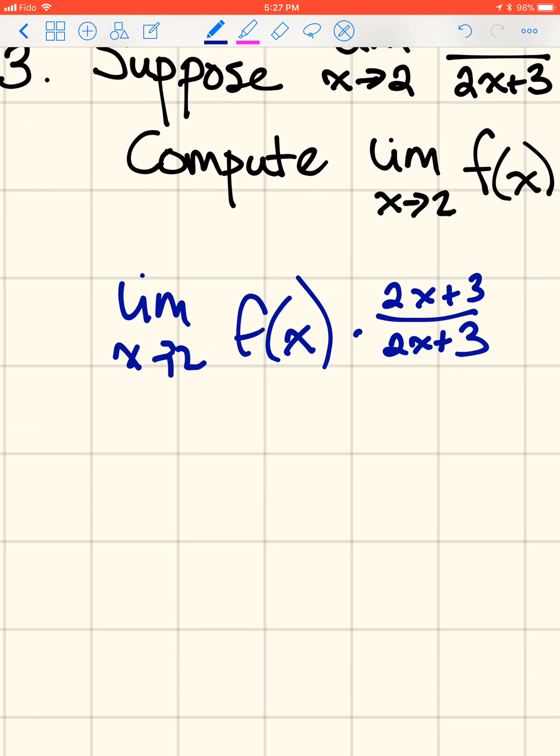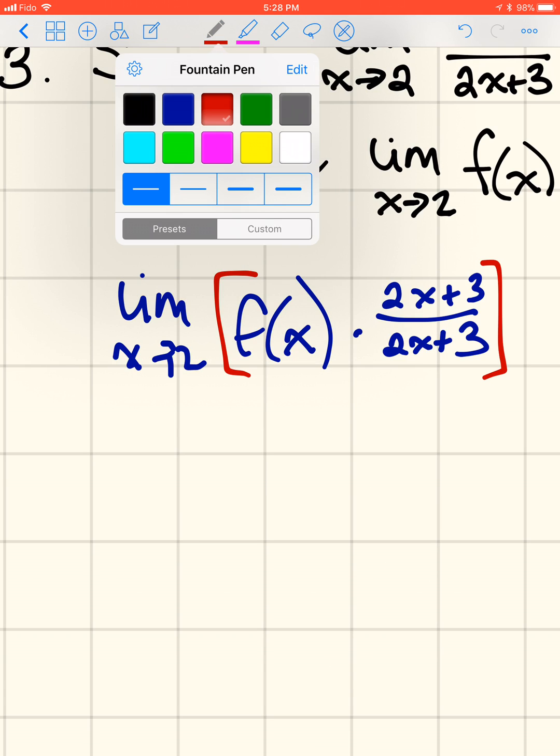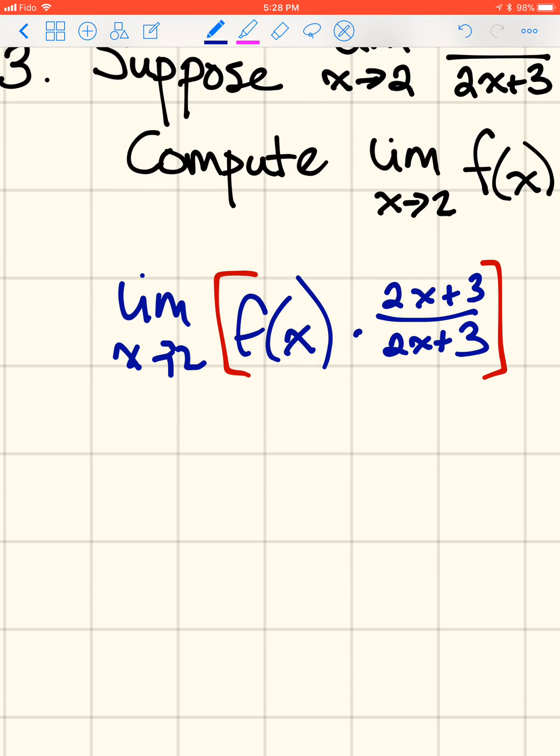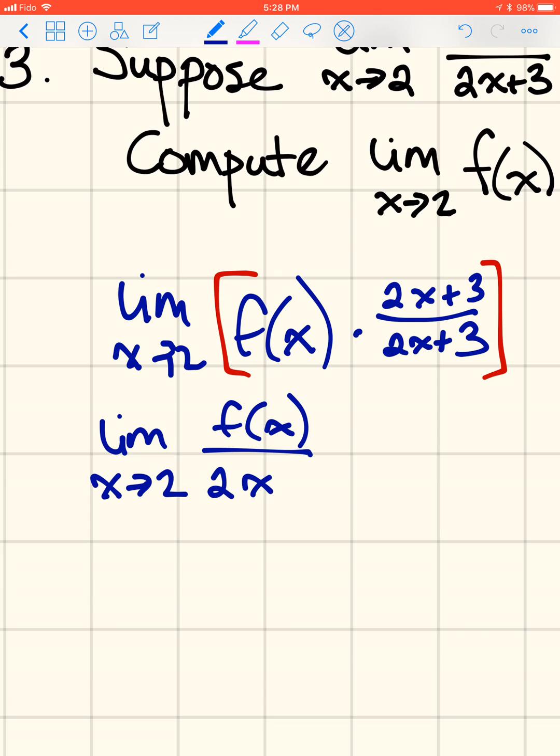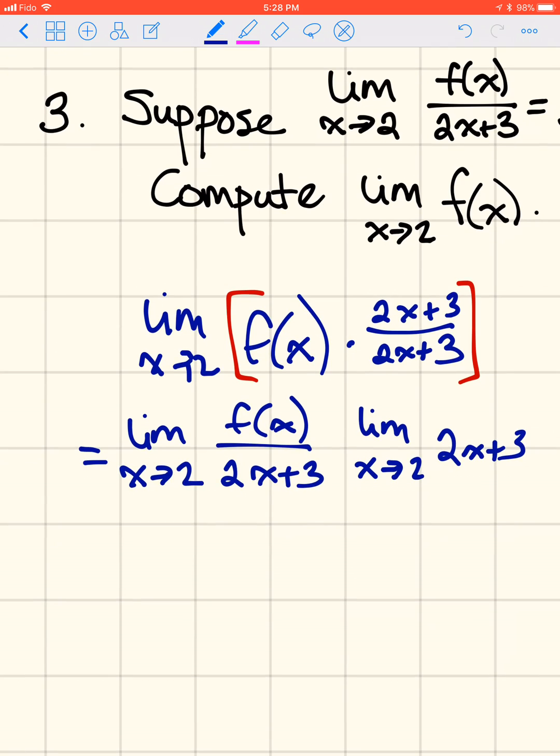So now we've got a limit times something we're multiplying, and we can use the limit laws to think of this as having a big bracket here, and it's the limit of the whole thing. The limit laws allow us to do that. So we can bring the limit sign inside and think of this as the limit of f of x over 2x plus 3, I forgot my equal sign, times the limit as x goes to 2 of 2x plus 3. I'll put a bracket around that so it's clear that that's the limit of that expression.